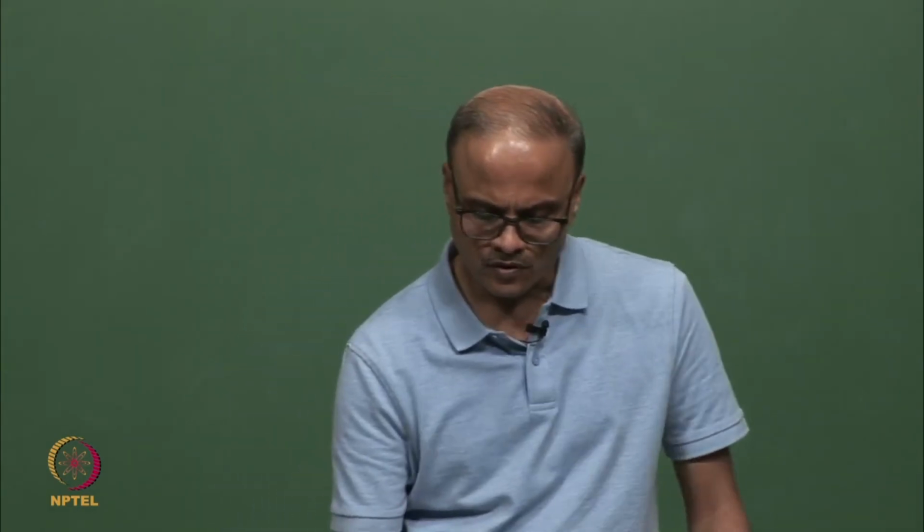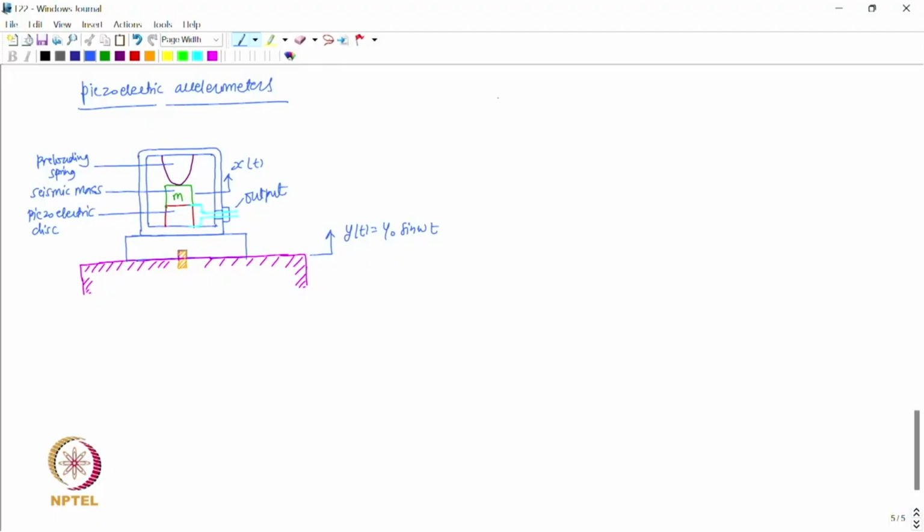So therefore here the displacement z produces a charge q that is proportional to the relative displacement z. So this is electric charge and this is relative displacement of the seismic mass.